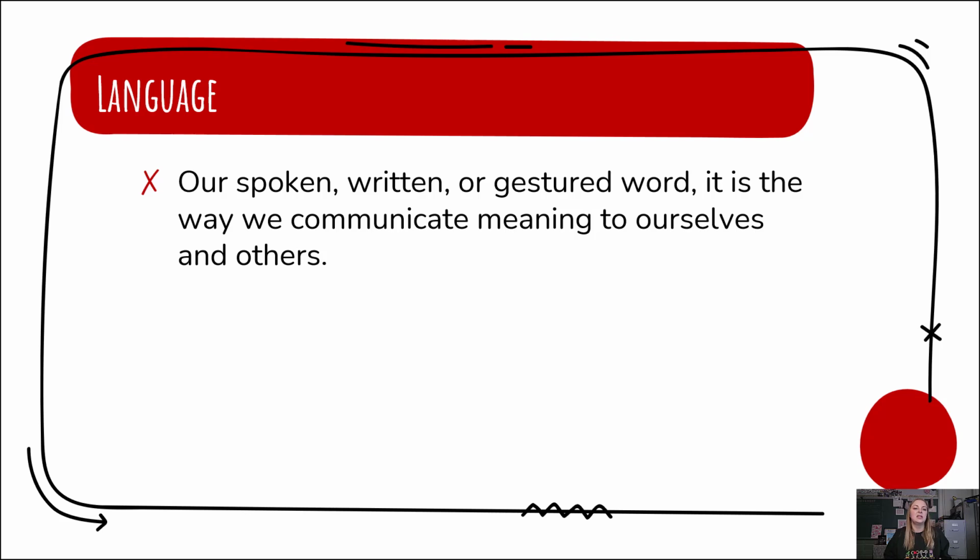So when we say that it is spoken, written, or gestured, that means that language is really everything that we use to communicate. It can be our actual words that come out of our mouth, the words we write on a piece of paper, images we draw, but also things like sign language and our facial expressions. All of these things are included when we're talking about language and language development.